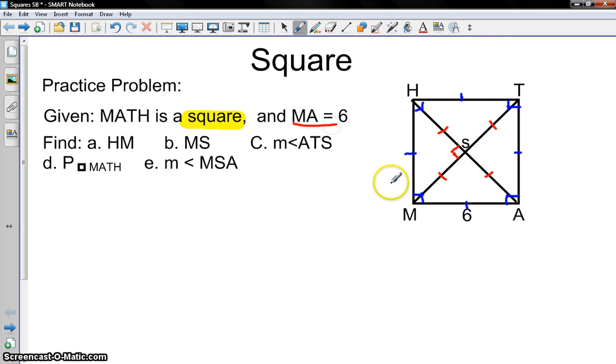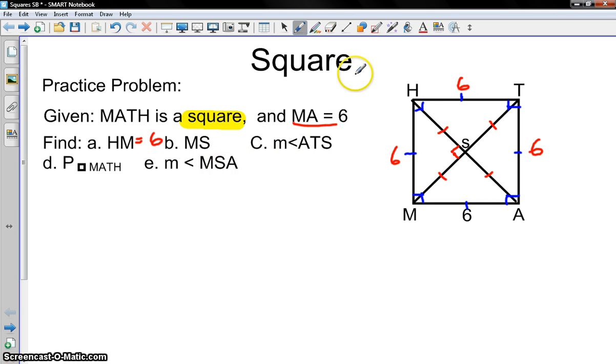It also says that MA is 6. Well, if MA is 6, I already know that all the other sides are going to be 6 no matter what. So if I'm looking here, it says, what is HM? Well, I already know that's going to be 6. What's MS? I don't know that yet. And I have to find some angles.